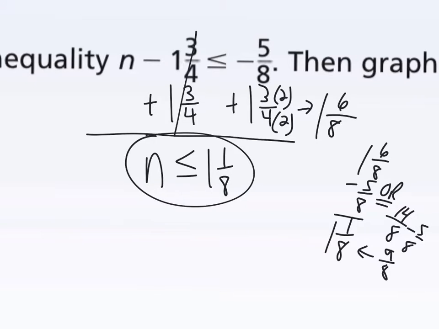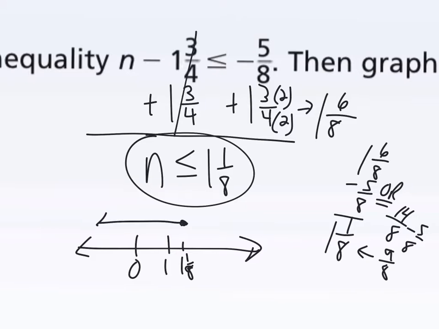So less than or equal to 1 1/8. And then again, without being too technical here, there's 1 1/8 would be there. And then we're going to have a closed circle and going to the left whenever we graph that.